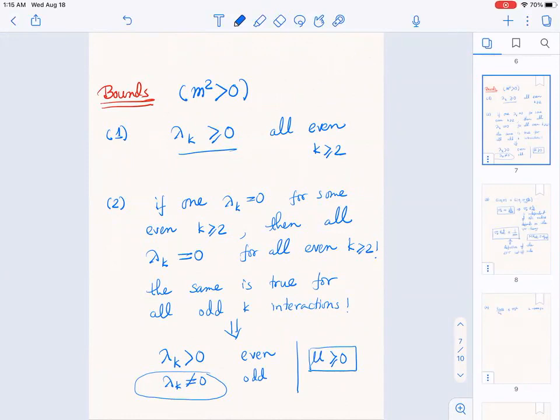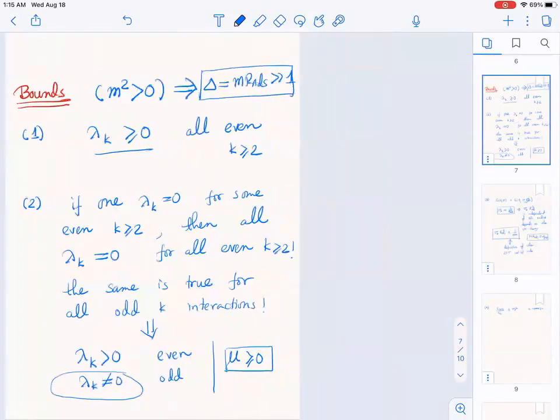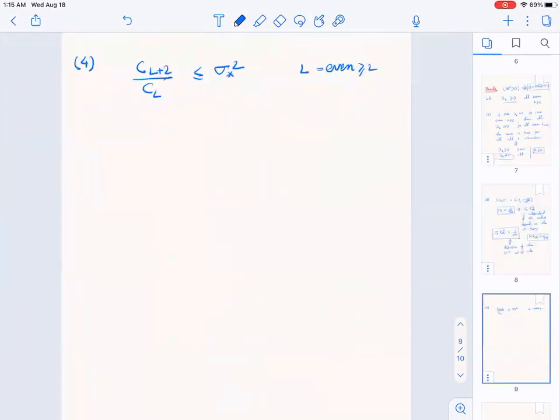I'll discuss the massless case later. So this means basically, since the R radius is large, the corresponding delta, which is roughly m times R radius, is also large. So whenever you have strictly positive mass square, the corresponding delta is always large in the large R radius limit. So these bounds are particularly for non-zero m square.